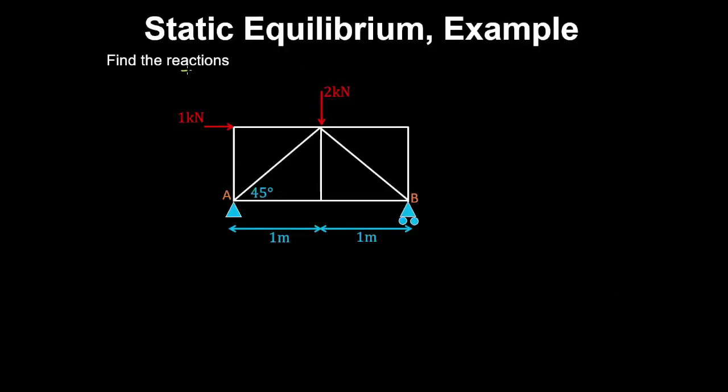Let's find the reactions for this simply supported truss. We'll take a free body of the truss and identify the reactions that are acting on it. So at node A, we have a vertical reaction and a horizontal reaction. And at the roller, we only have a vertical reaction.